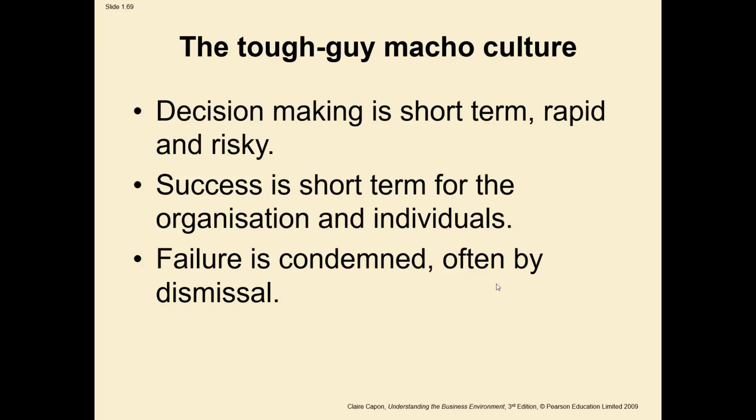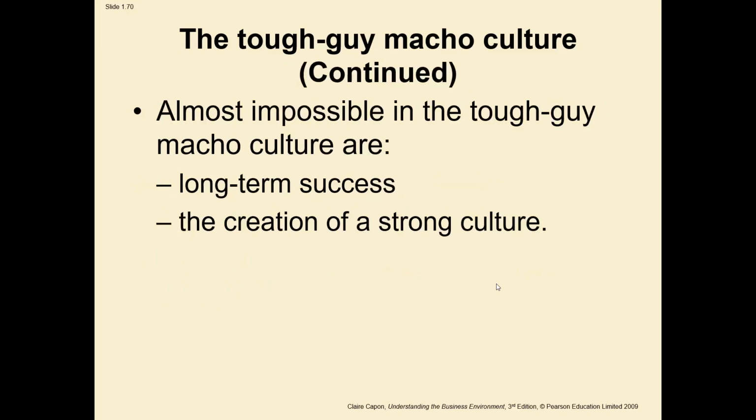So the tough guy, macho aspect: decision making is short-term, rapid and risky. Success is short-term for the organisation. Failure is condemned and often met by dismissal. Okay, so you're talking about chief executive officers and senior management; failure is not an option, it's not acceptable. It's almost impossible in the tough guy market to have long-term success and the creation of a strong culture, because there is so much rapid change and growth occurring. It causes real issues and problems.